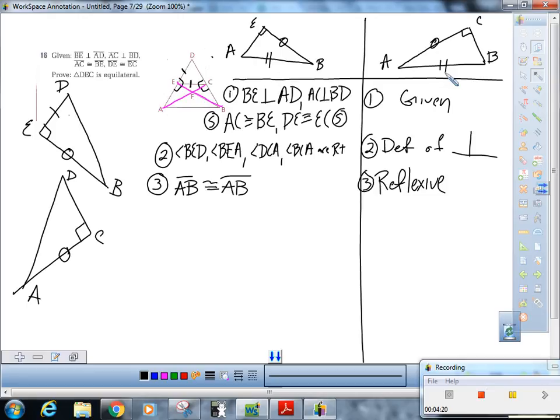So how can I prove that triangle EAB is congruent to triangle CBA? What's that going to be? HL postulate. Okay?